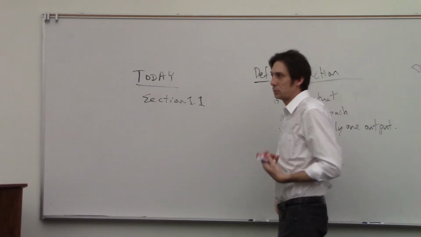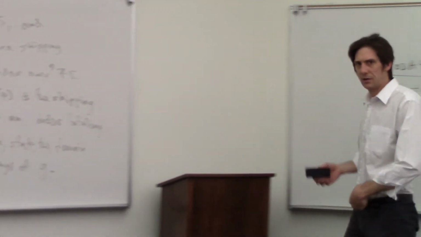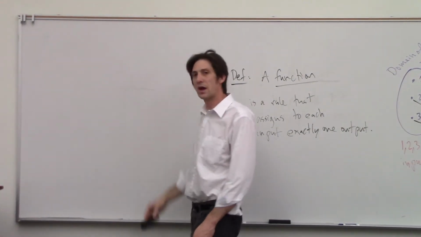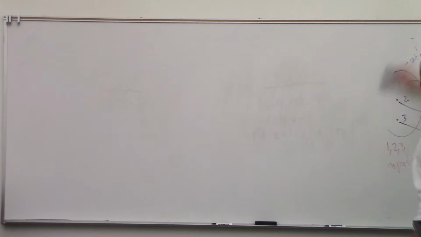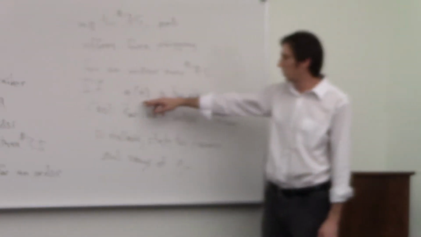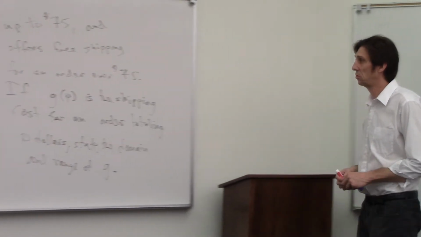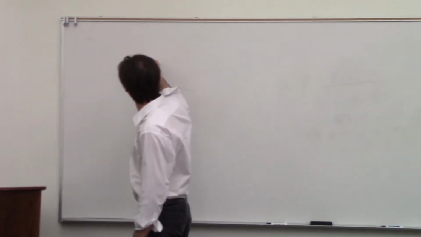The way that this particular function is defined is in a piecewise fashion. One of the topics in section 1.1 concerns piecewise defined functions, and we'll have an opportunity to work with these quite a bit as the semester moves along. What I mean by a piecewise function, I think you'll see in a moment, is that the values for G, the actual shipping cost, depends on what the order total is. And so I can write a formula for G of P if I like.